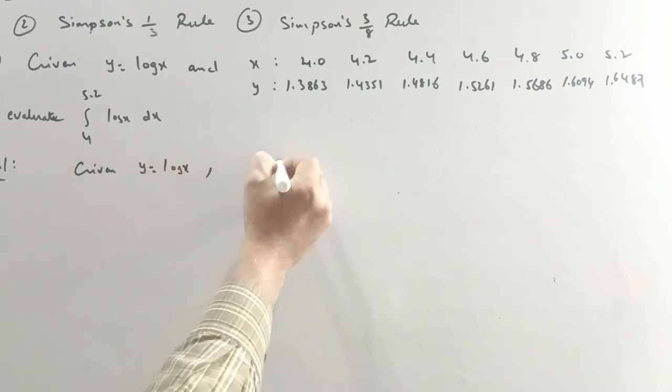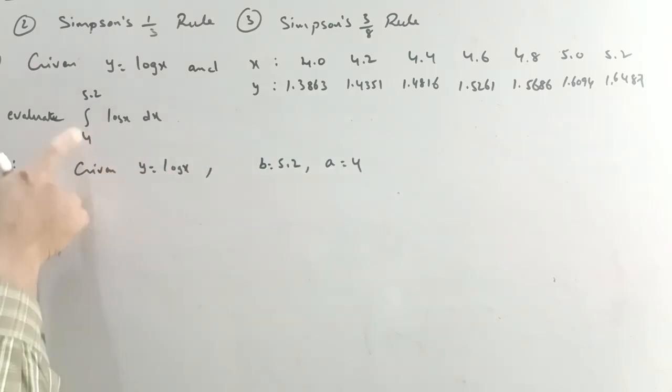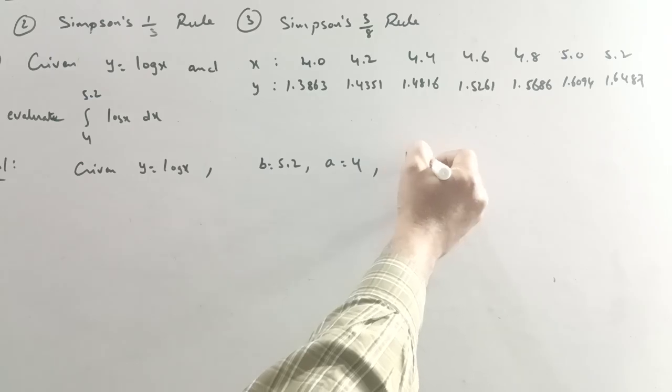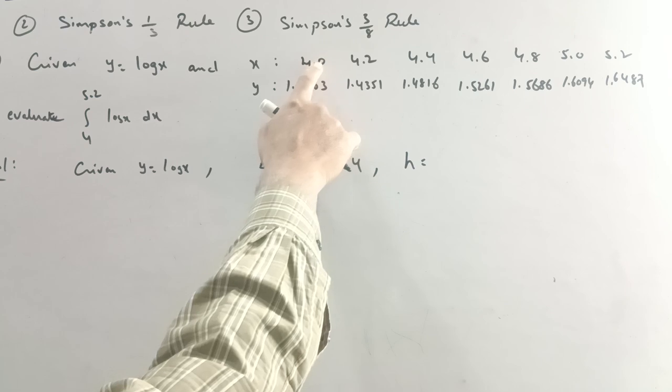b is equal to 5.2 and a is equal to 4. This is the lower limit, this is the upper limit, a to b or x0 to xn. Your wish. Then you have to find the interval common difference, the h value. What is the h value? See here, (4.2 minus 4).